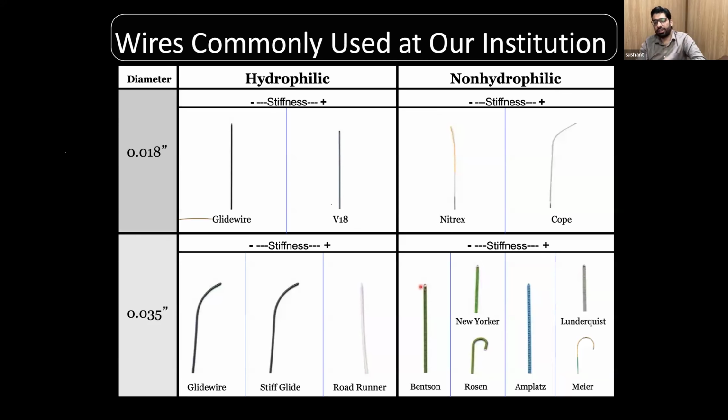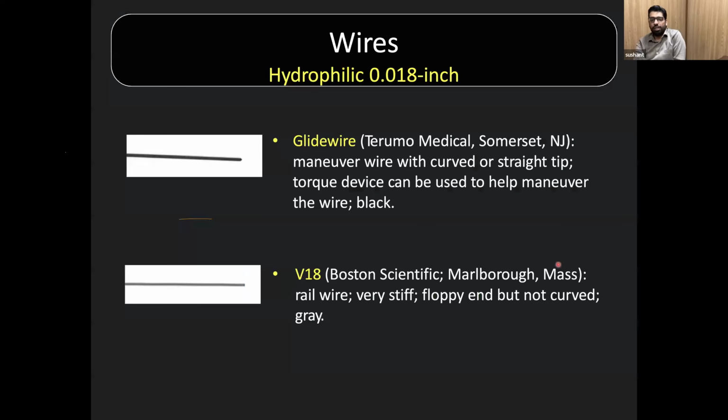These are the stiff guide wires, which are available in both 018 and 035, and in both categories, hydrophilic and non-hydrophilic. Most commonly, what we use are hydrophilic wires, both stiff and non-stiff, which are of more usage. And most commonly used in the non-hydrophilic is the Amplatz and the Lunderquist wire.